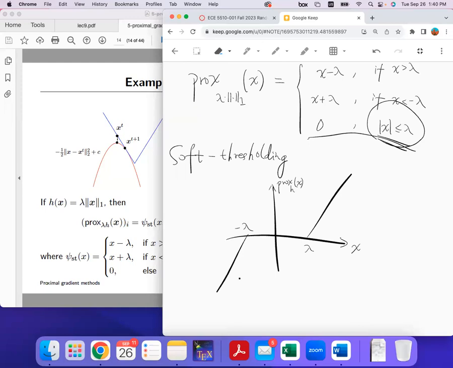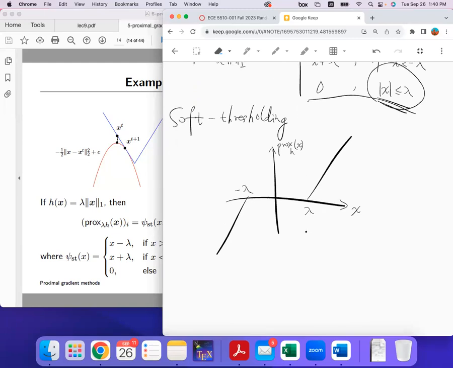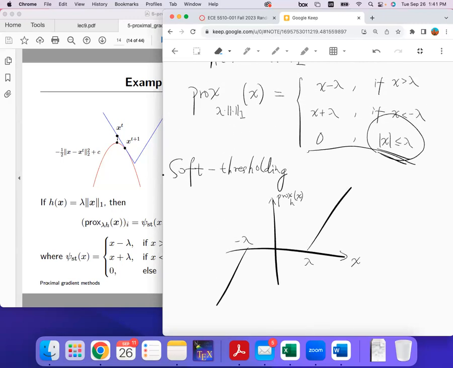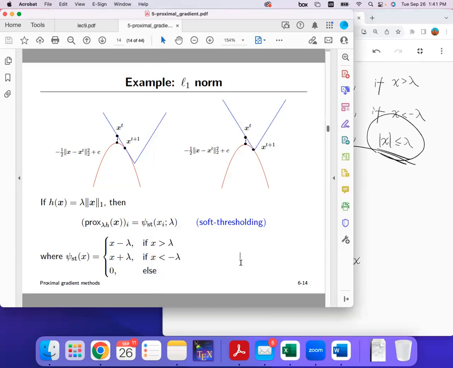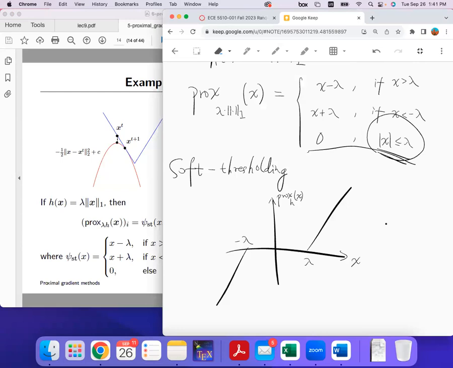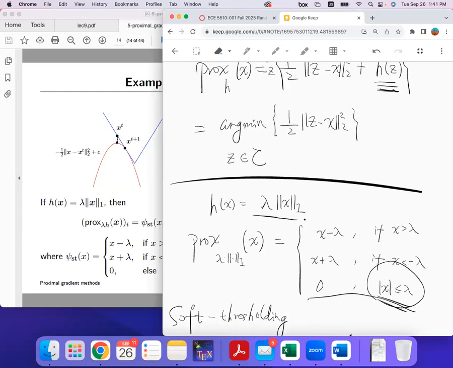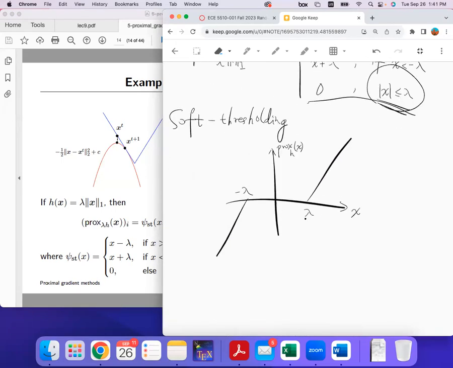So this is a soft thresholding operator. And you can see from this graph, it is soft because it is continuous and Lipschitz. So mathematically speaking, it is a very nice mapping. It's a very continuous mapping, and Lipschitz continuous. Okay. So that's why when we introduce this L1 norm as a regularizer, we are promoting sparsity in the solution.